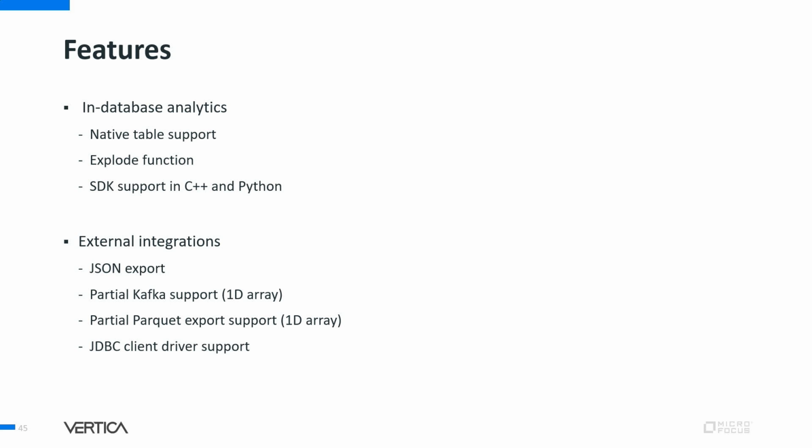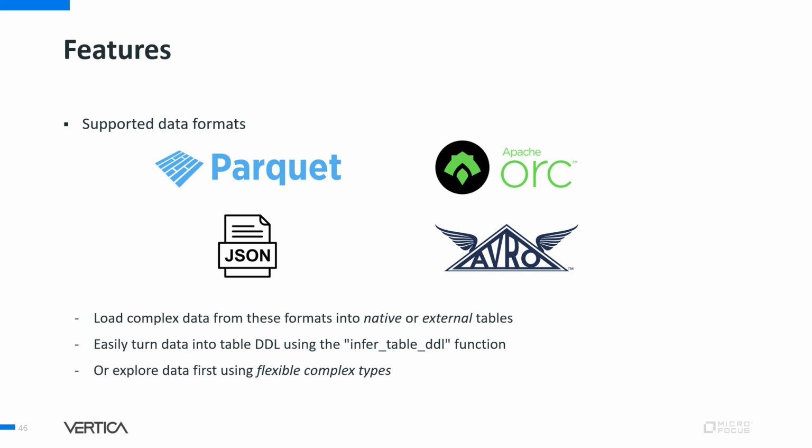And there's also full JDBC client driver support. We have great support for these 4 data formats: Parquet, ORC, JSON, and Avro. You can load complex data from these formats into either native or external tables, and each of them is supported by the infer table DDL function. So you can look at a file and then spit out a table definition. Or if you like, you can explore the data first using flexible complex types with each of these formats.